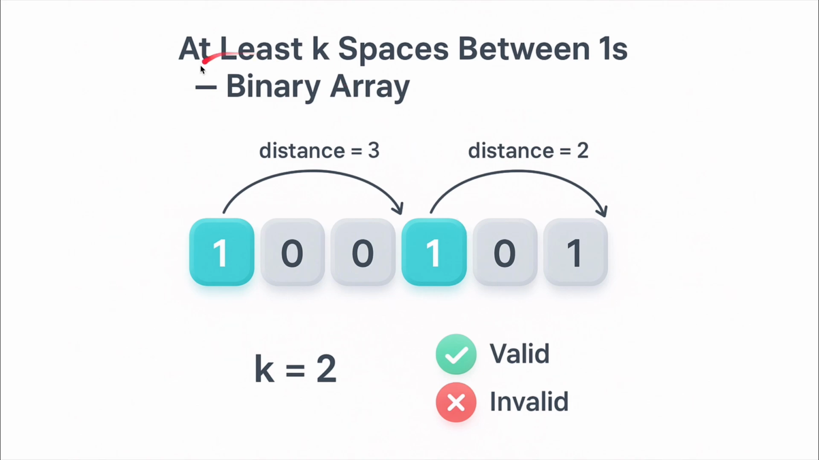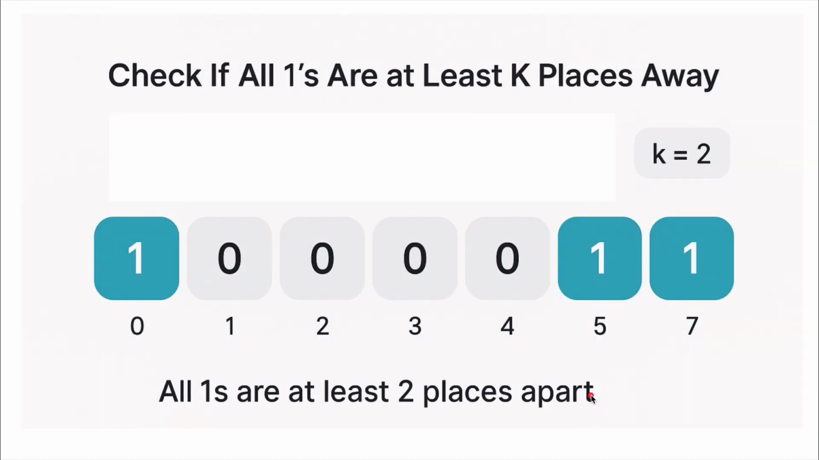So very first, what we should understand is at least k space between 1s in a binary array. The distance could be, let's suppose, 3, or 2, or anything else is a possibility here, right? So if the distance is more than, let's suppose, 2, or equal to 2, in this case it will be valid, otherwise it will be invalid. Okay, so let's check all ones at least k spaces. In this case, if you see, this is not valid because these ones have a gap, right? And k is saying 2.